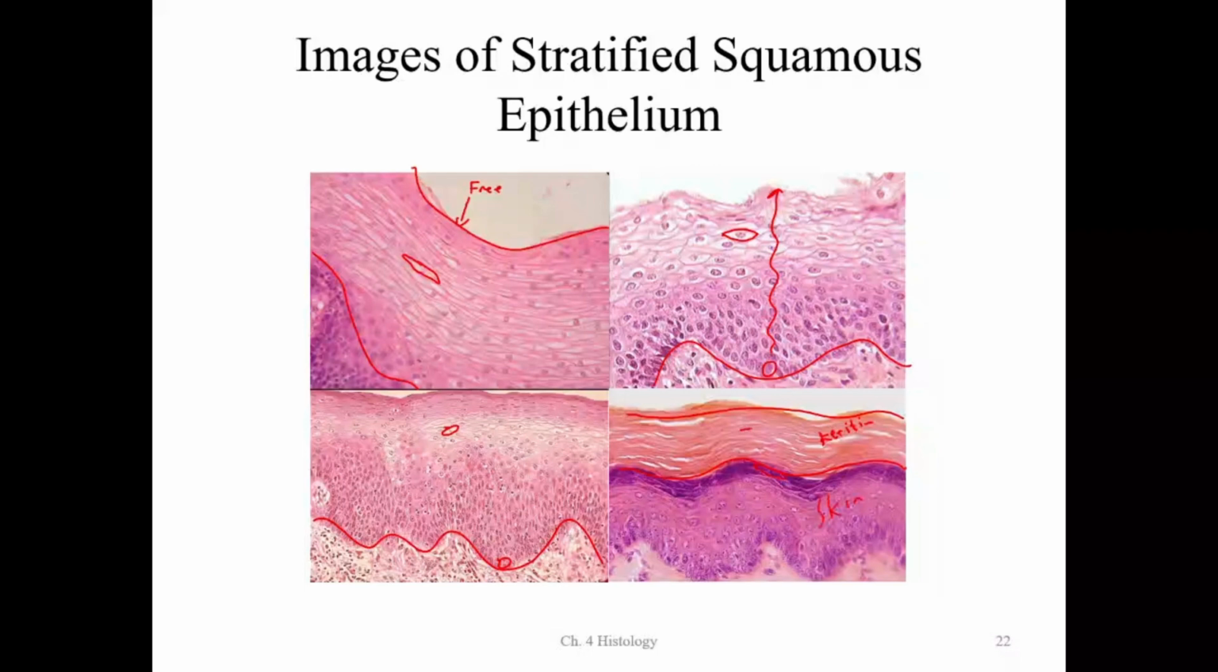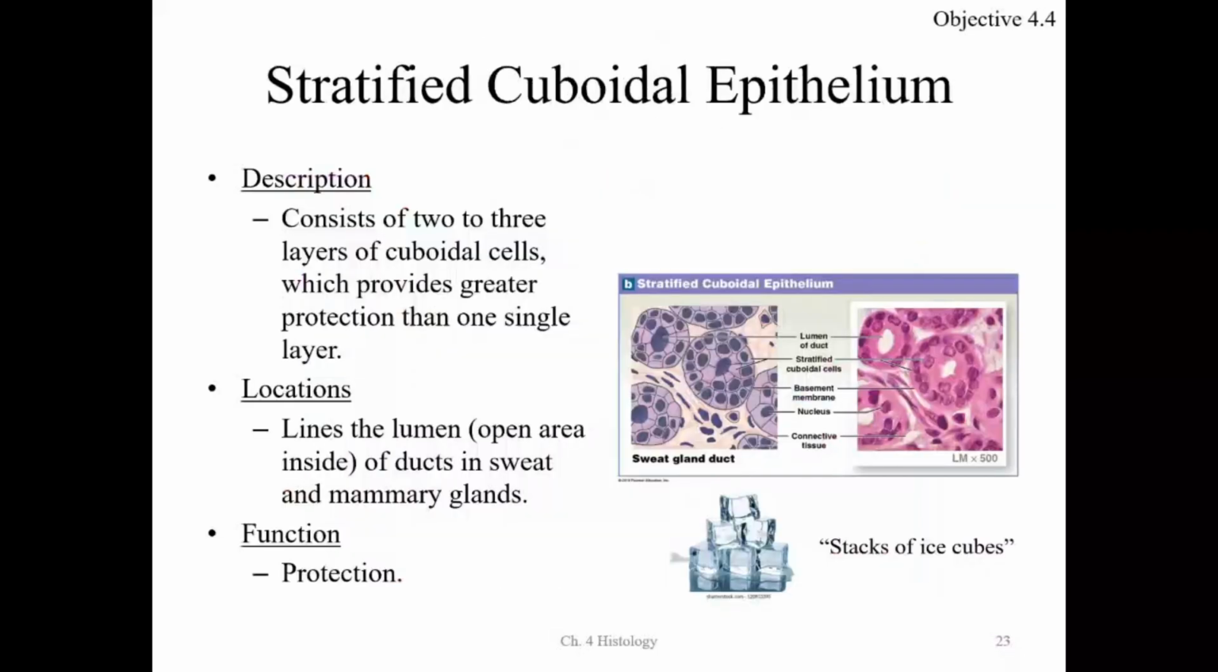Now, usually as we get through this, you start to see these very well, and it really starts to show out. But you notice that each one of these has a free surface. And only epithelia have free surfaces, because they line the body inside and out. Now, stratified cuboidal. This is 2 or more layers of cells. 2 to 3 is kind of the way we'll go. So, in this case, it's 2.